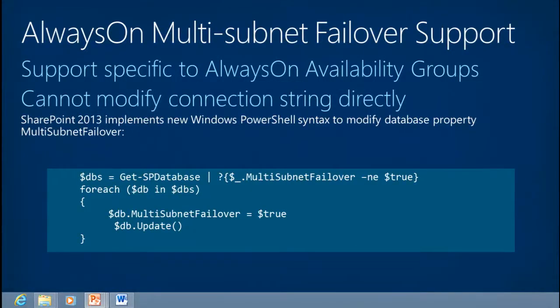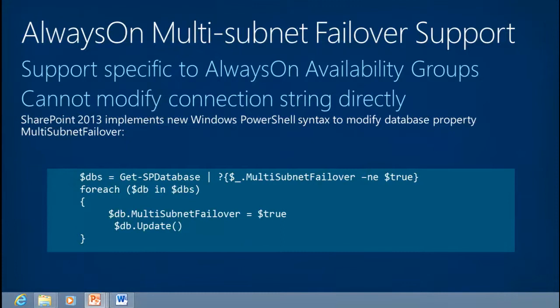One of the challenges in the past was doing anything multi-subnet with MSCS, the Microsoft Cluster Service. Really the only way you could achieve multi-subnet failover was to consult a vendor that provided some code written on top of MSCS that enabled you to span subnets. You also had to build the infrastructure to support that. Always On, out of the box, supports multi-subnet failover.